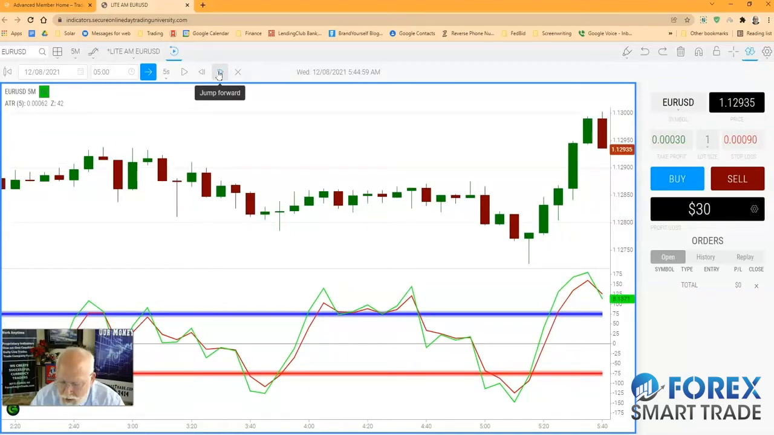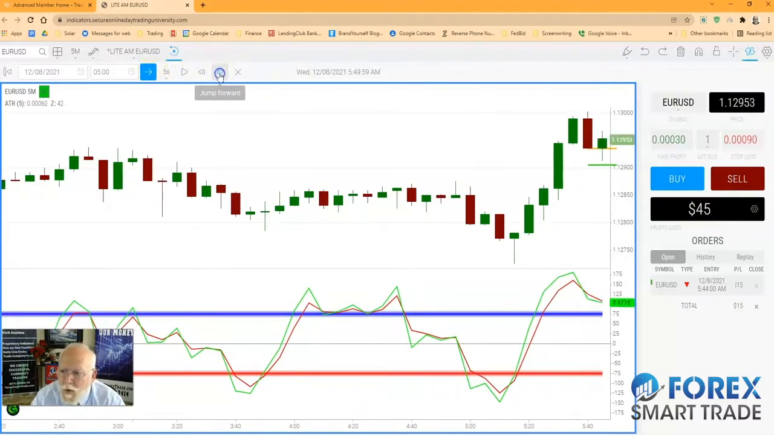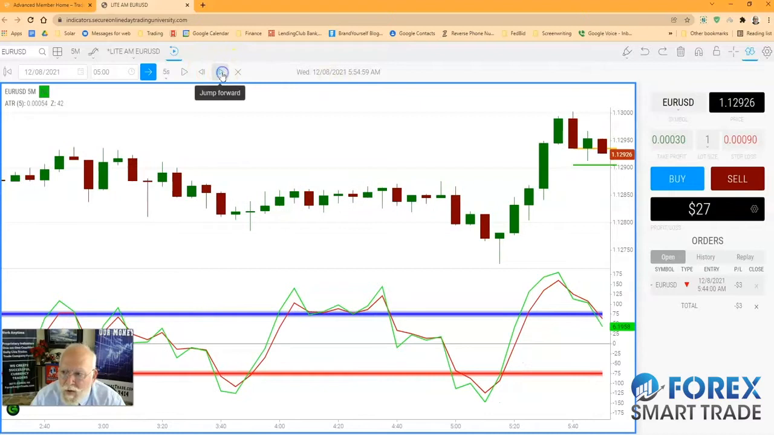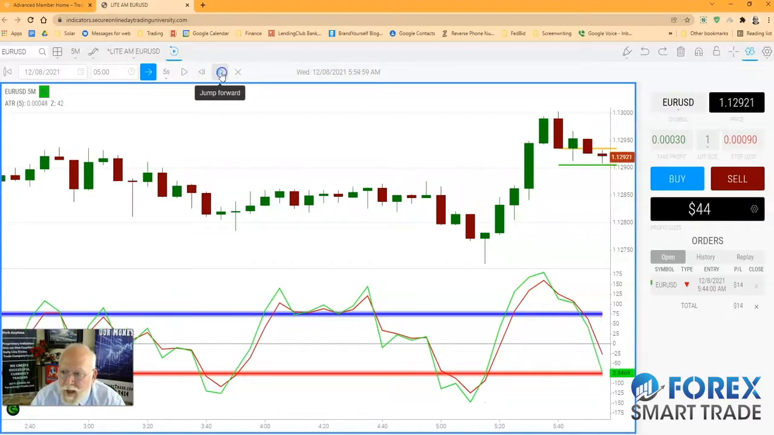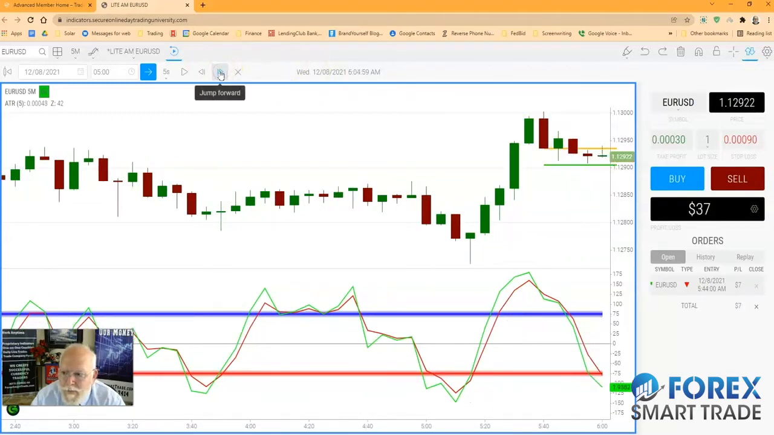All right, it's pointing down. I am going to take a sell. Keep moving forward. You can see where we are. This is where we entered, this yellow line. This green line is where we need to get to have the trade close. Not yet. It almost got there. Not quite. Not yet.